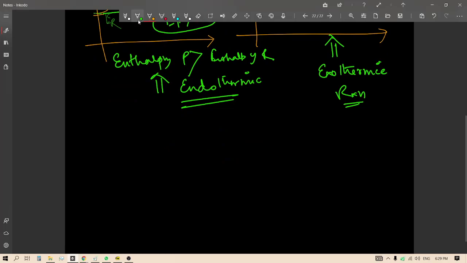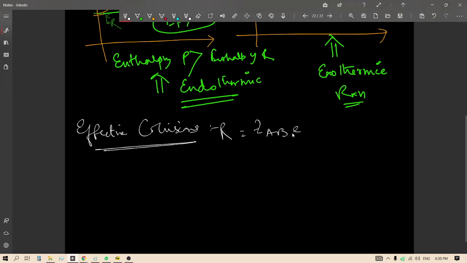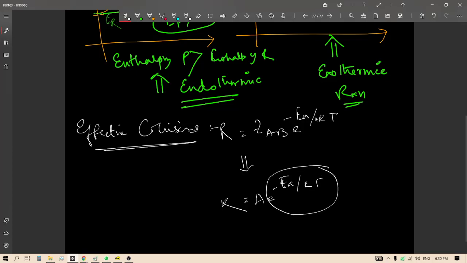Before I go to the last portion, I discussed a concept called effective collisions. We wanted to know, whenever a reaction is happening, the number of effective collisions. That can be calculated as R = Z_AB e^(-Ea/RT). Now if you express it with the rate constant, k = A e^(-Ea/RT). See, the exponential portion is the constant, right? This is the rate constant, this is Z, this is A.